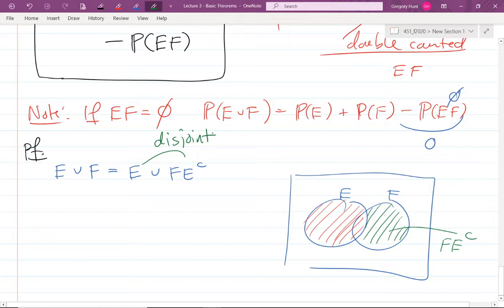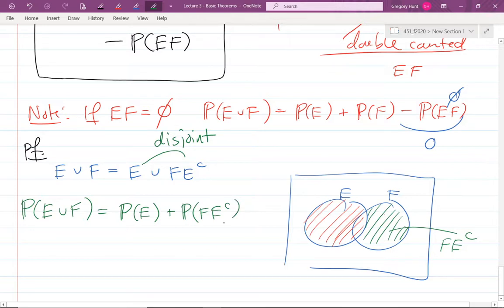E intersect FE complement is E complement F. The E and E complement cancel to make the empty set, so it's all disjoint. That means we can actually apply our axiom of countable additivity. So we can say that the probability of E union F is the probability of E, and because they're disjoint, plus the probability of FE complement.